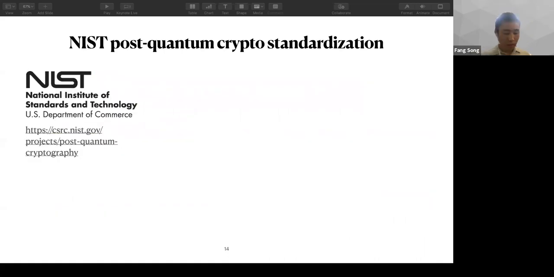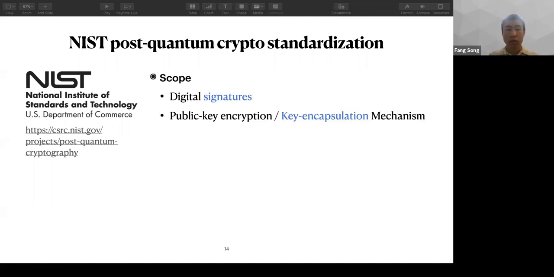All right, now let's talk about the effort at NIST, the National Institute of Standards and Technology. They have an ongoing effort to standardize post-quantum crypto. And this will give us a sense of the time frame of the transition. So what NIST wants to do is basically to standardize schemes for both digital signatures and public key encryption, or practically the equivalent, key encapsulation schemes.